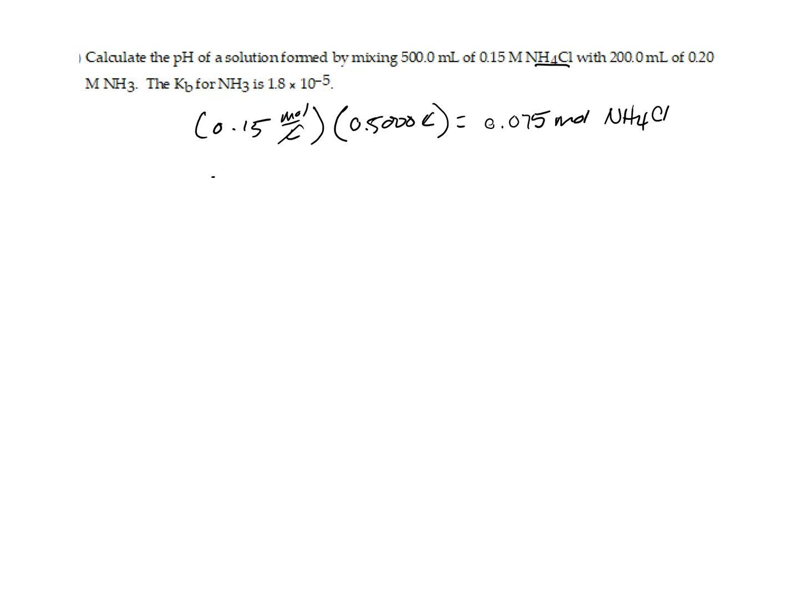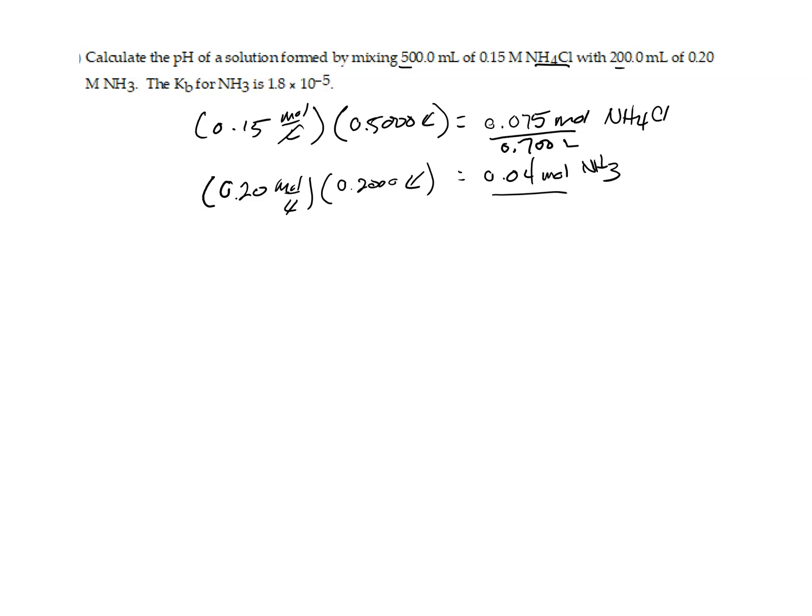We also have 0.20 moles per liter of ammonia, and we have 0.2000 liters of ammonia. So this means that we're going to have 0.04 moles of ammonia. What we can do now is divide each of these by 0.7 liters, because 500 mL plus 200 mL gives us a final solution volume of 700 mL. So I'm going to go 0.7 liters for both of these.